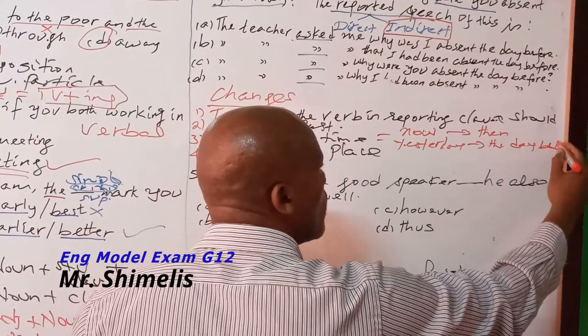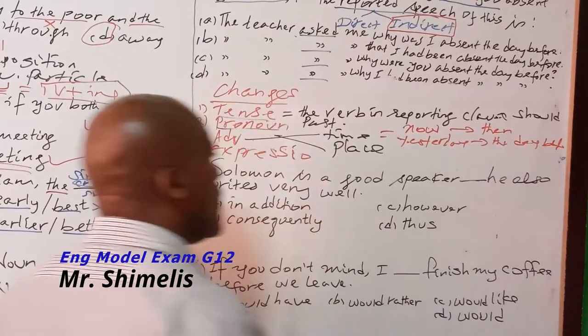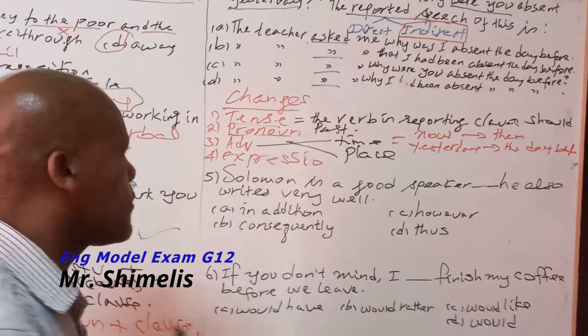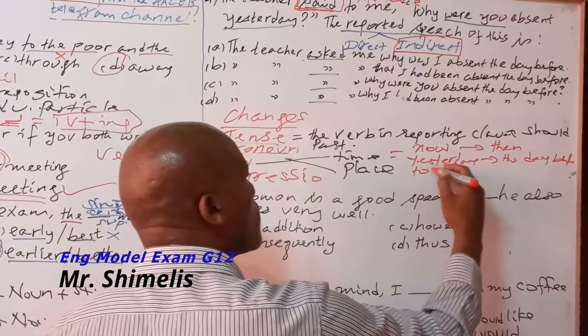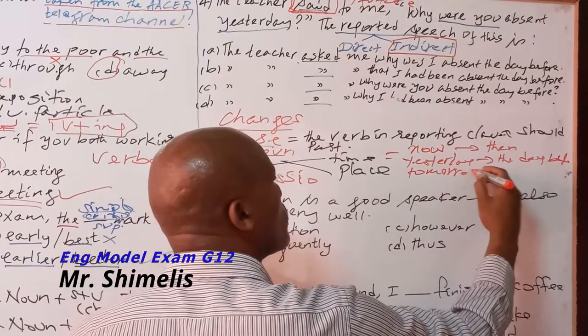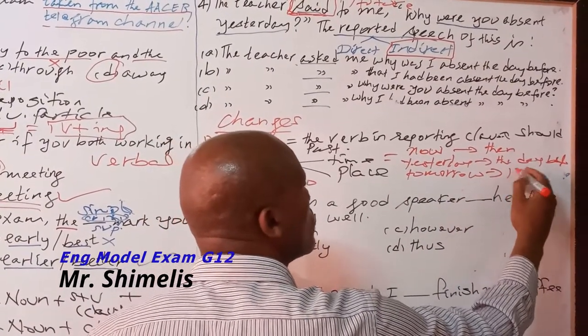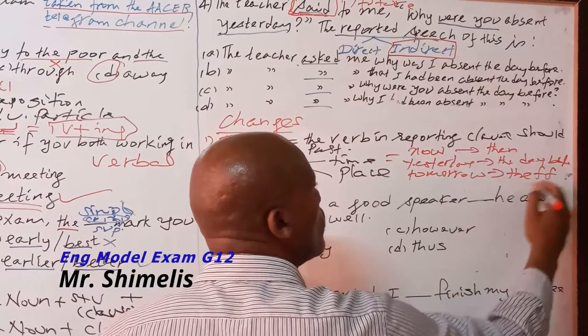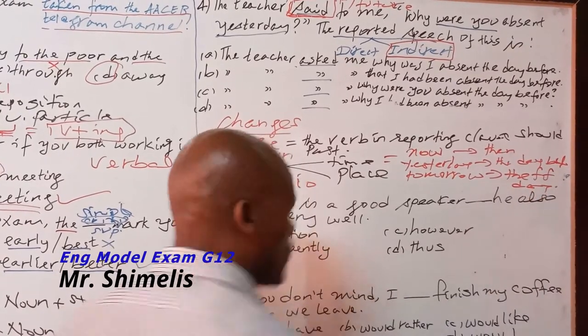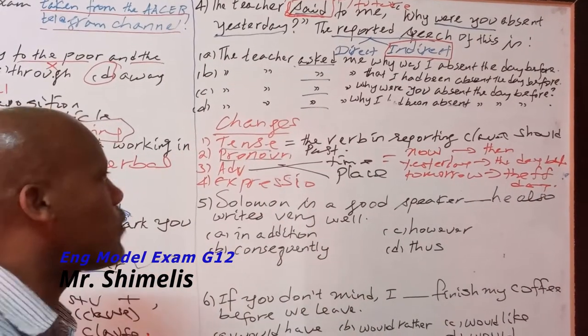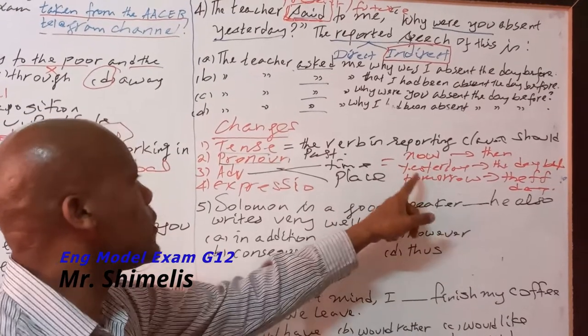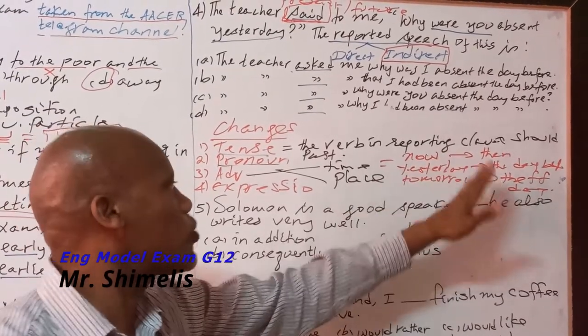The day before. Let me shorten it, before. And adverbs like tomorrow, okay? Time adverbs like tomorrow have to be changed to the following day, etc. So an adverb of time that shows nearness has to be changed to indicate farness or remoteness.